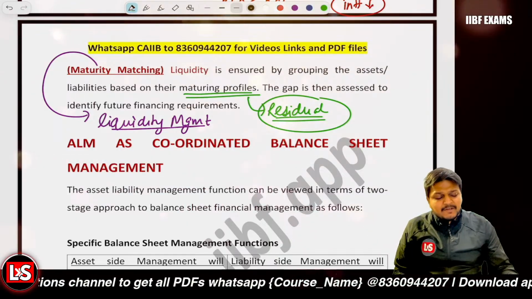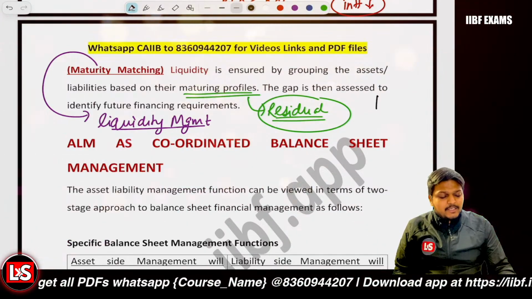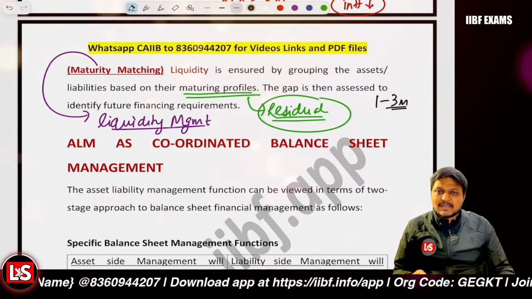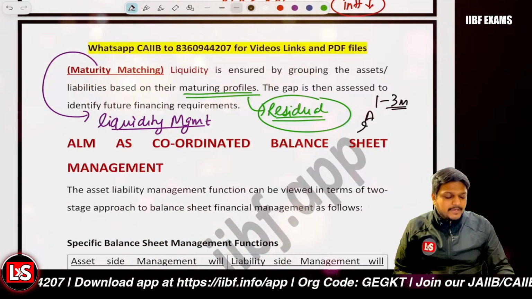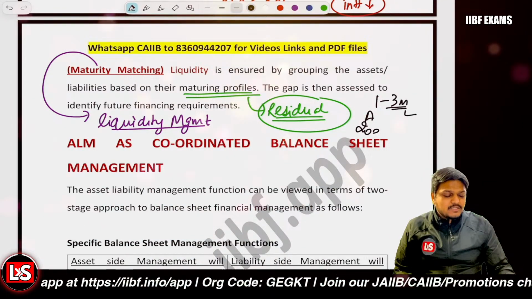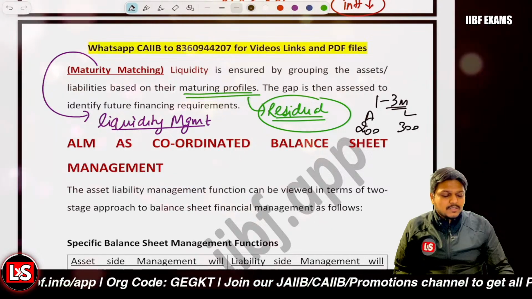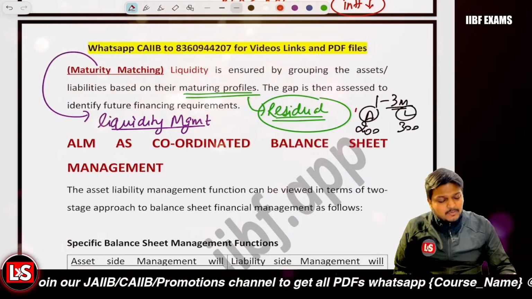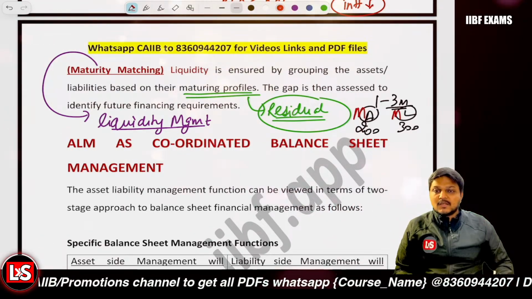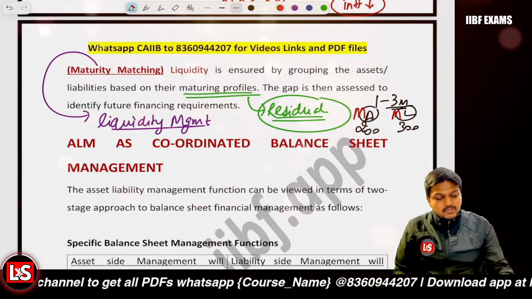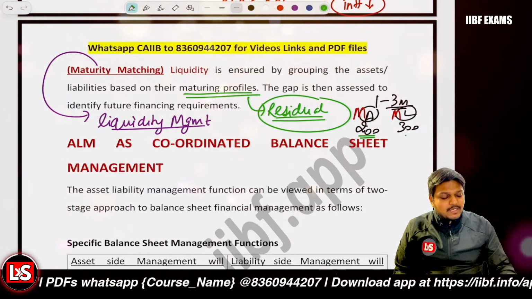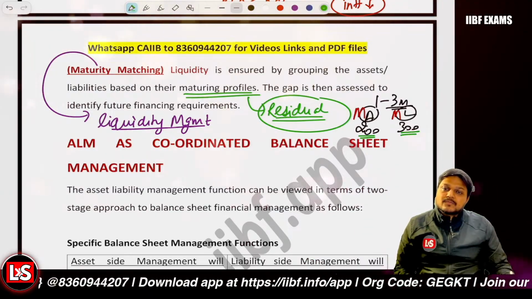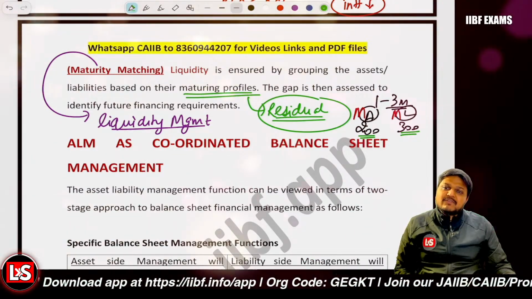Now, you'll be looking at one particular time horizon. Let's say you're looking at a 1 to 3 month period, and you find that the assets maturing over this time horizon are 200 crores, and the liabilities maturing over this time horizon are 300 crores. Maturing assets are the cash inflows, so we are going to receive 200 crores, and maturing liabilities are the cash outflows. We are to pay 300 crores, right? So in this case, you have a negative gap.